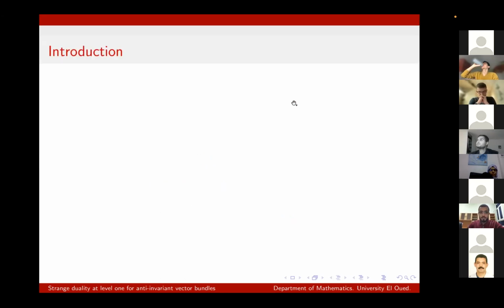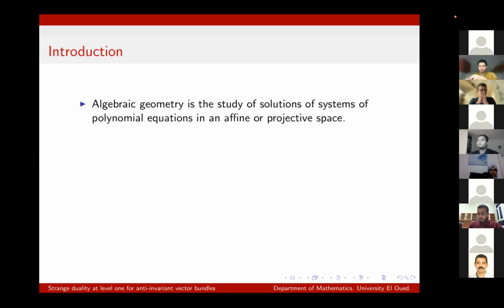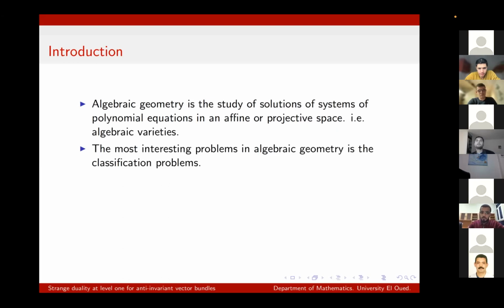First of all, in algebraic geometry, we are interested in what we call algebraic varieties, which are solutions of systems of polynomial equations in an affine or projective space. Maybe the most interesting problems in algebraic geometry are classification problems. What we mean by that is that we are looking for a parameter space that parameterizes the geometric structure that we are considering.